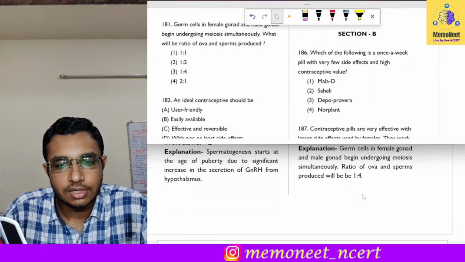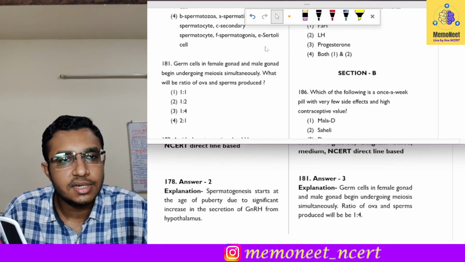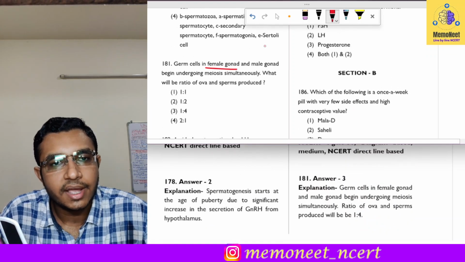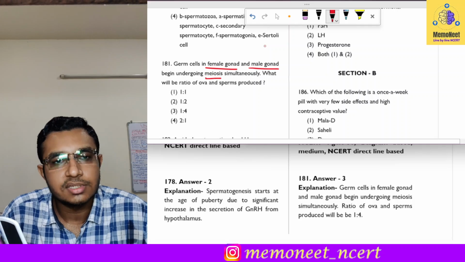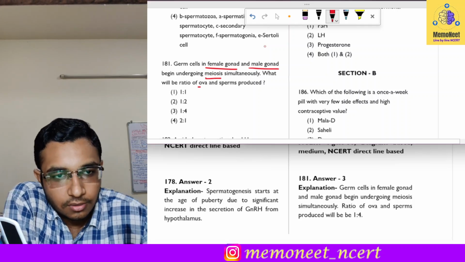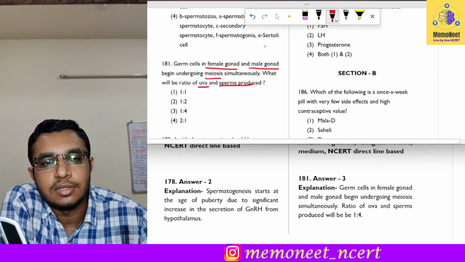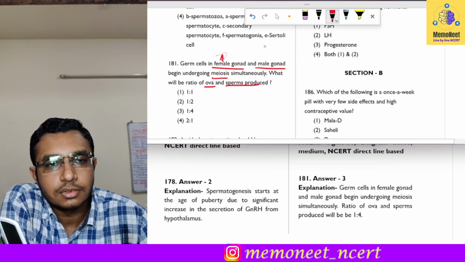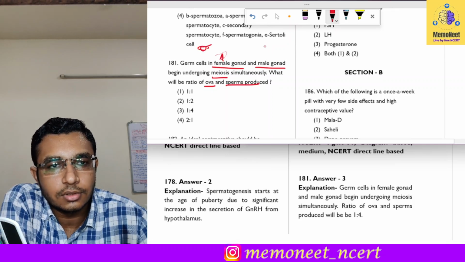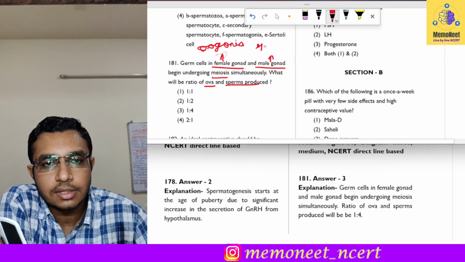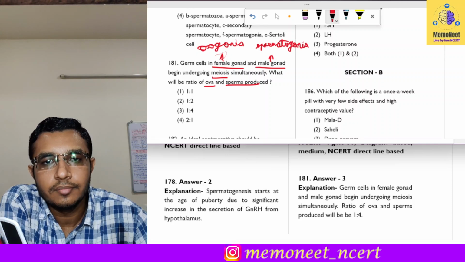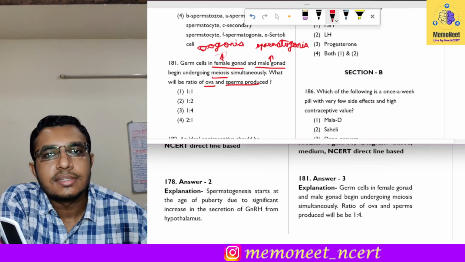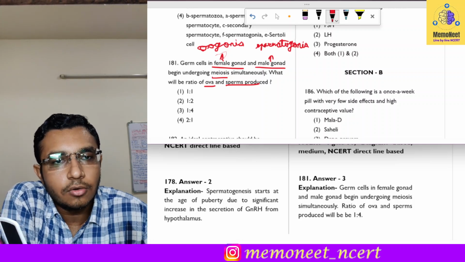Next question is question number 181. It states that germ cells in a female gonad and male gonad begin undergoing meiosis simultaneously. What will be the ratio of the ova and the sperms produced? Now see, the germ cells in the female gonad are known as the oogonia, and in the male gonad they are known as the spermatogonia.